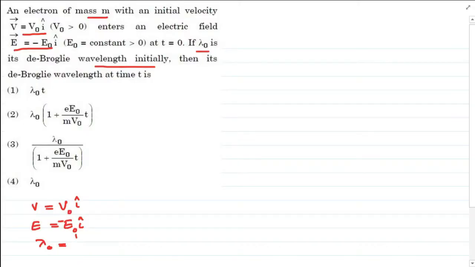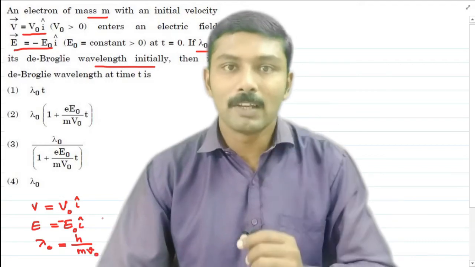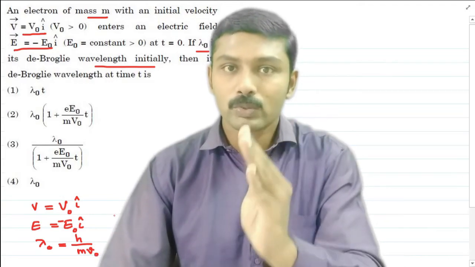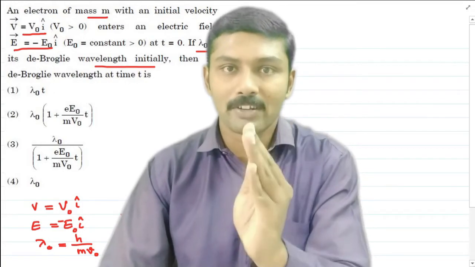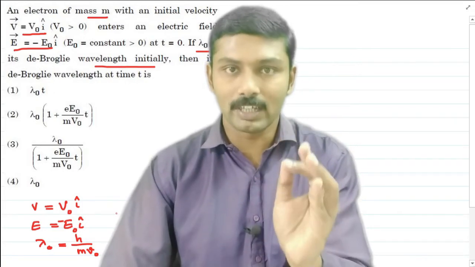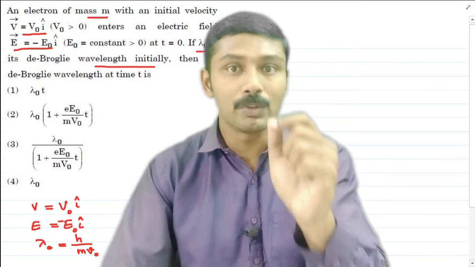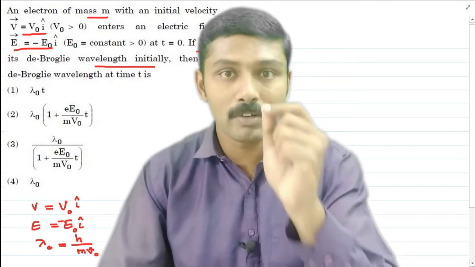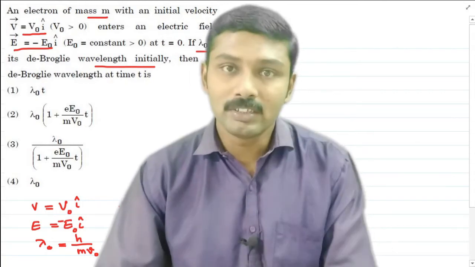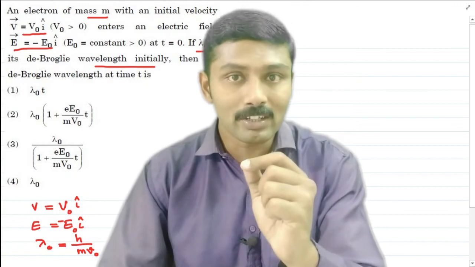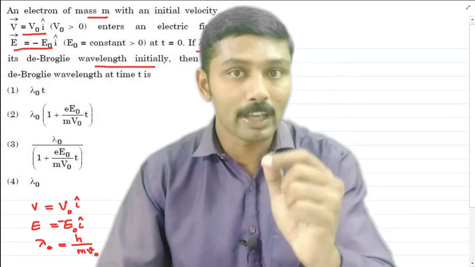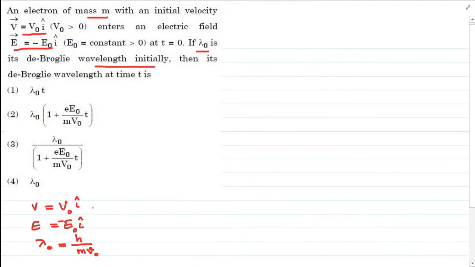Lambda naught is the de Broglie wavelength, which is given as h divided by m times v naught. I believe that you have already gone through the chapter called dual nature of matter and radiation, where it is specified that the de Broglie wavelength of the matter wave is equal to h divided by m times v. Here it is lambda naught, so we can write it as h divided by m times v naught. That's the specified quantity which we already know.